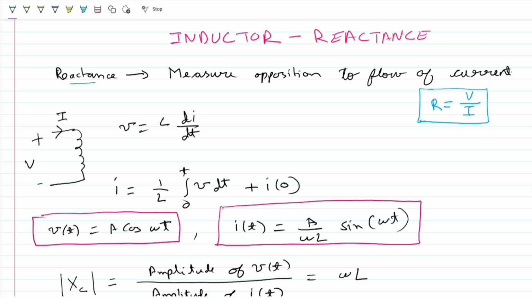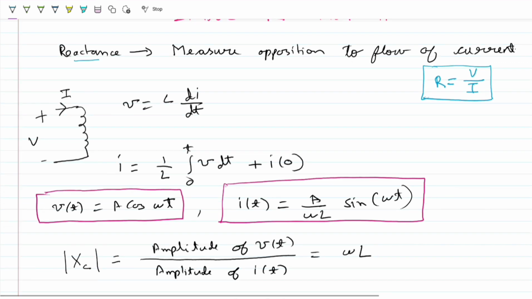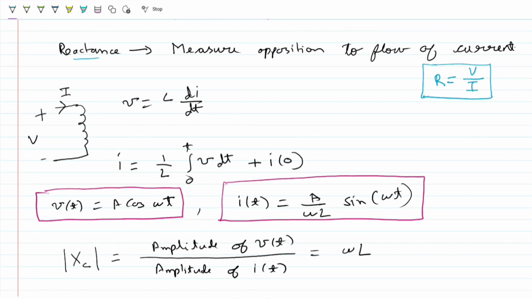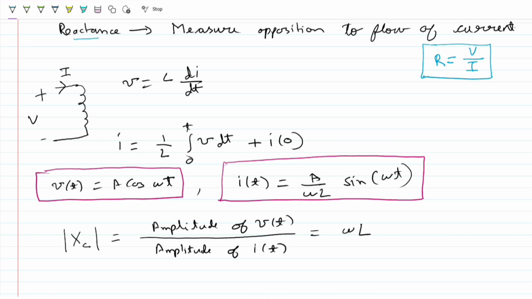So for the case of an inductor, to see what reactance means, we go back to the fundamental equation for the inductor voltage and current relation. If we have an inductor with a voltage V applied across it, the current flowing through it is given by the relation V is equal to L di by dt. The current can be obtained by integration of the voltage across the inductor, shown here as 1 by L integral of V dt, where there may be some initial current flowing through the inductor.